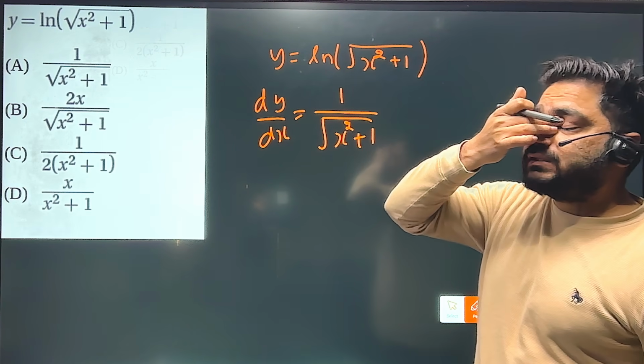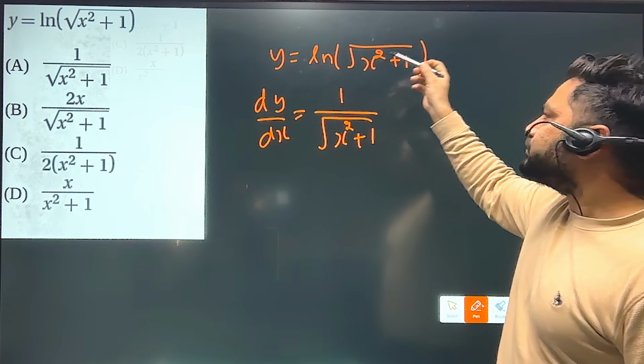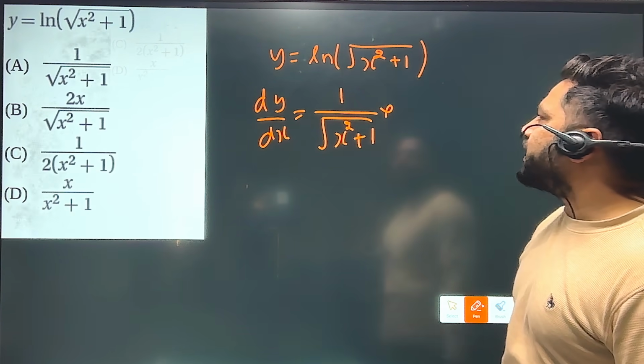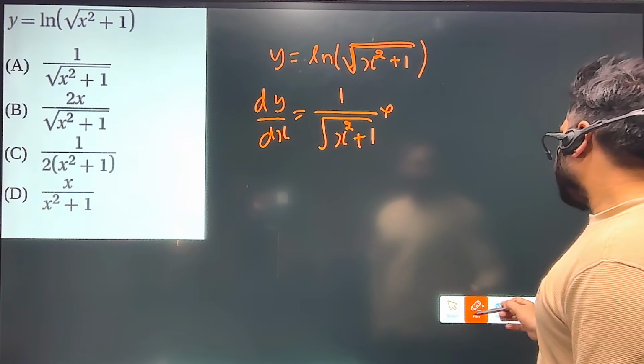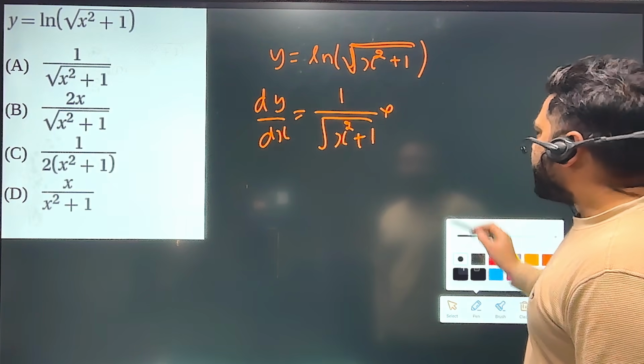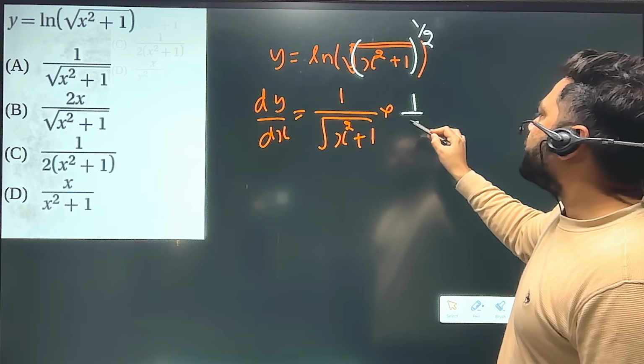Now the answer is not over. We'll go for the bracket part also. What is there inside the bracket? Inside the bracket here is a root. What is the meaning of root? We have solved it so many times. Root means the power is 1 by 2. So again apply the same method.